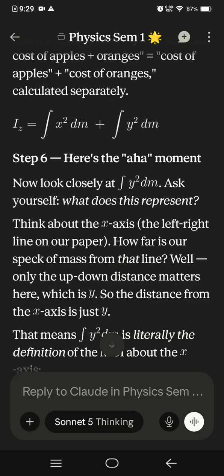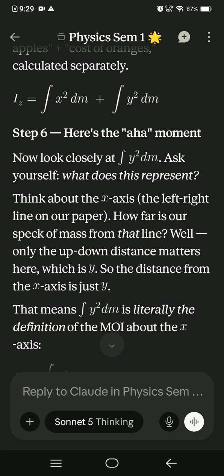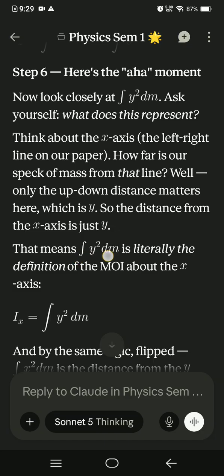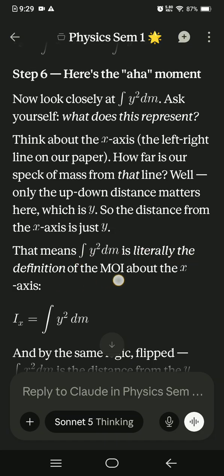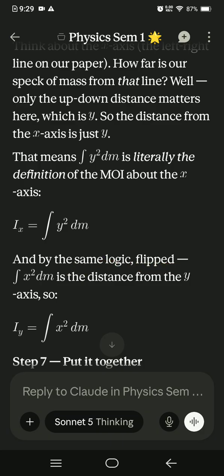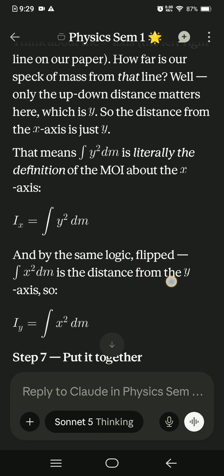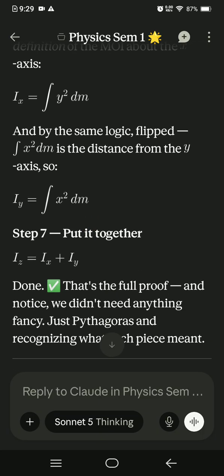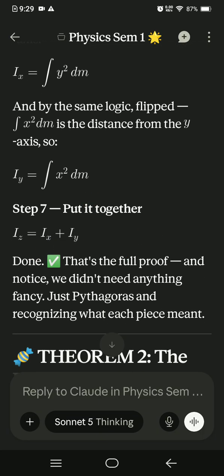Well, only the up and down distance matters here, which is y. So the distance from the x-axis is just y. So this means that this is literally the definition of the MOI about the x-axis. And by the same logic, flipped, this is the distance from the y-axis. So we have this equals this, put it together, we have it proved, done.